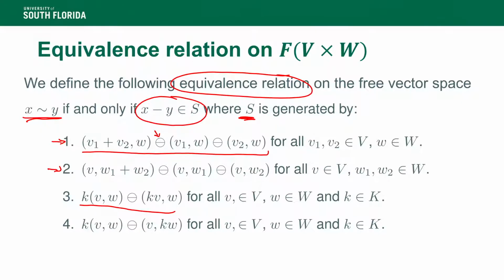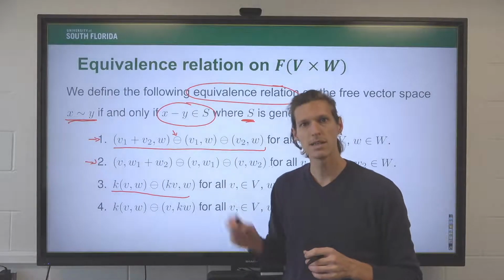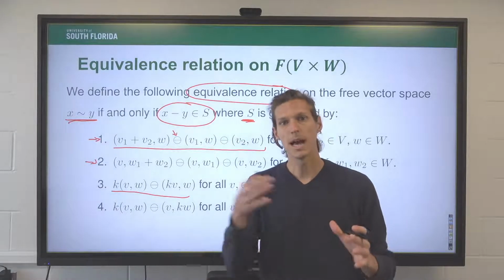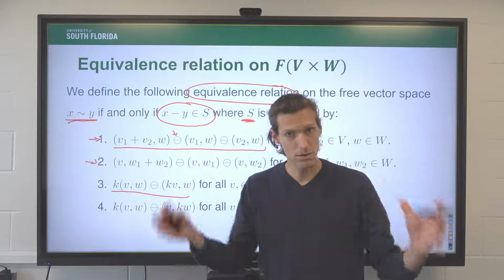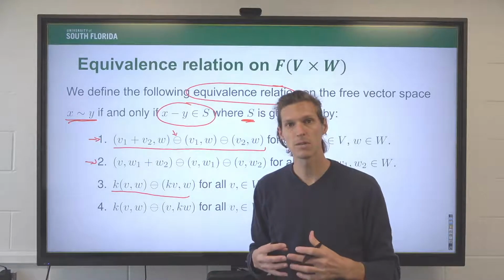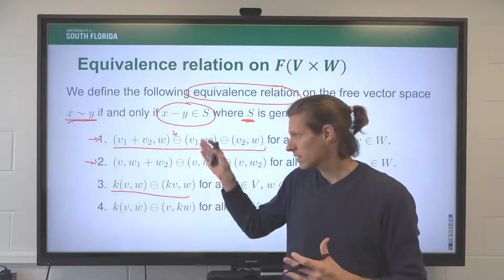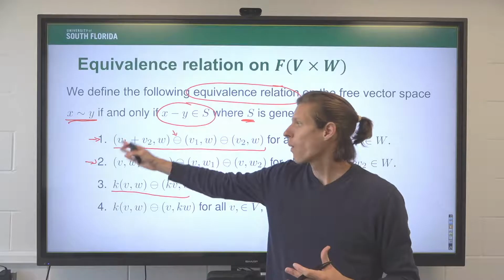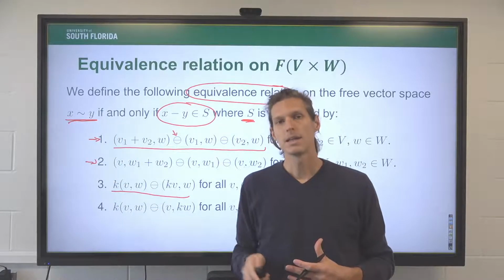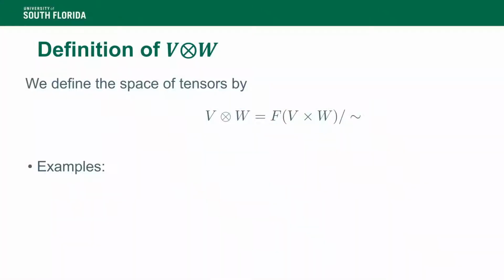Now, S is a vector space, so it does not just contain those elements, but rather all the possible sums and products with scalars, all the linear combinations of elements of this form. So we're talking about a big set of linear combinations of elements of the types 1, 2, 3, and 4 that we just described. Okay? Now, let's see what's the whole point of having this.